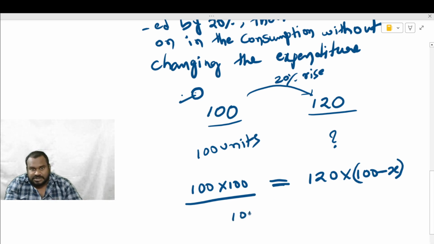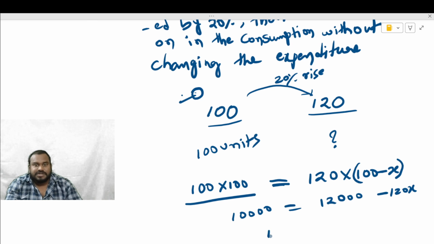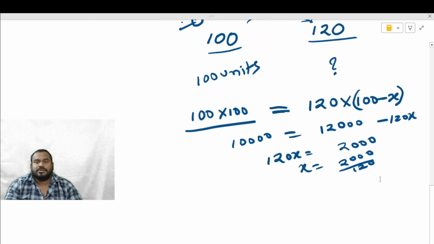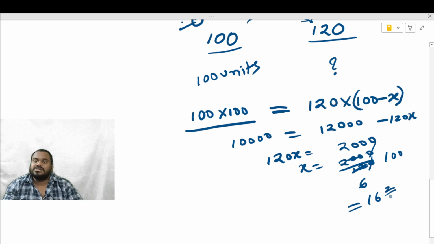Now this is 10,000, which equals 12,000 minus 120x. So I'll take the 120x to this side. This will become 2000. Then x equals 2000 divided by 120. So 200 by 12, that is 100 by 6, which is nothing but 16 2/3.